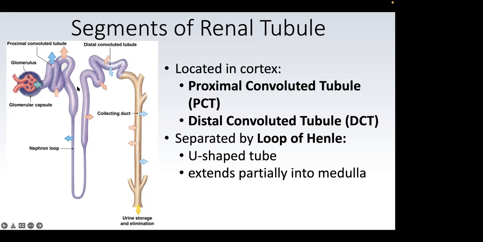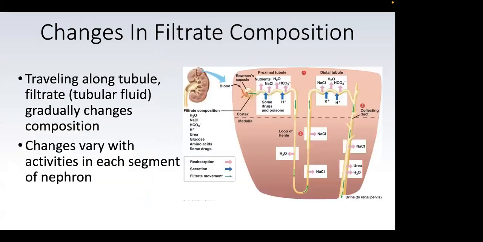Let's talk about this loop. This loop is called the loop of Henle. It's also known as the nephron loop. This loop dives deep into the renal pyramid, which is part of the renal medulla. Here, there's a concentration gradient that will influence the concentration of urine.